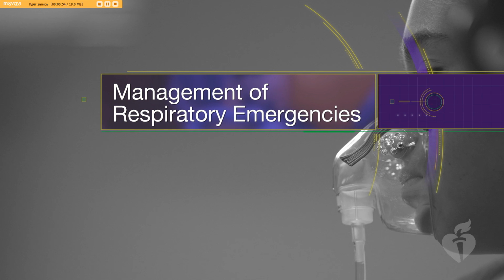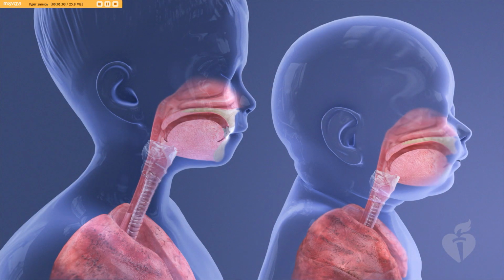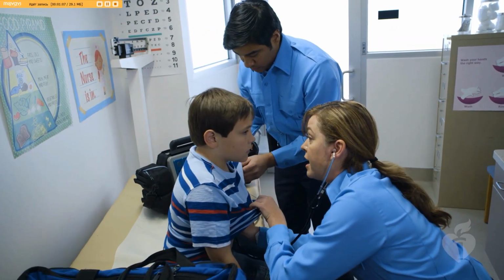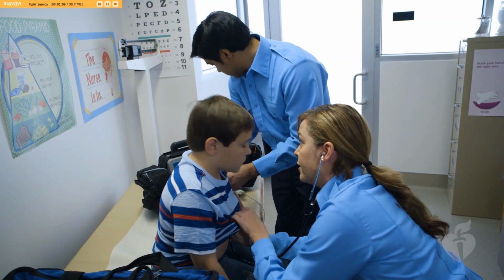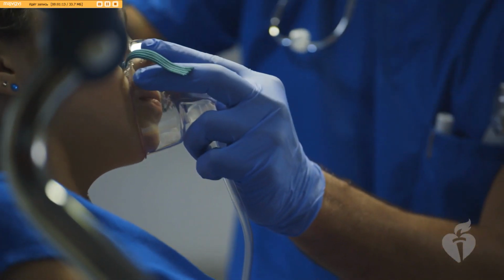Learning how to assess and effectively manage a respiratory emergency is a crucial skill for a healthcare provider. In this segment, we'll review the unique characteristics of the pediatric airway, learn to recognize the various types of pediatric respiratory emergencies, and show the proper equipment and appropriate techniques to manage them. First, let's review the unique attributes of a child's airway.